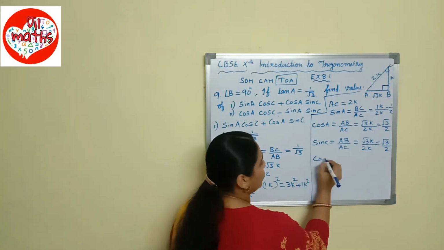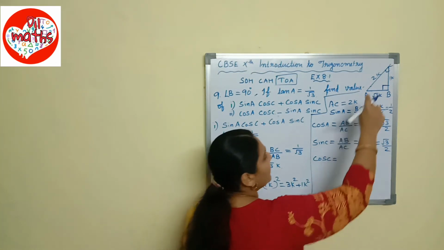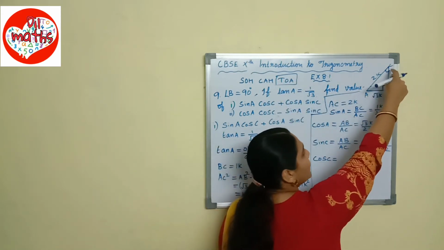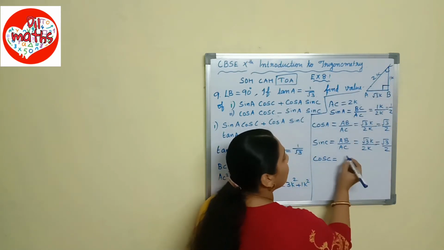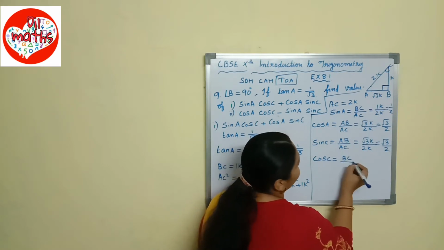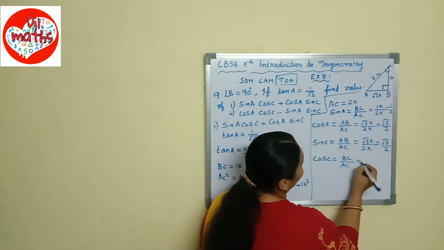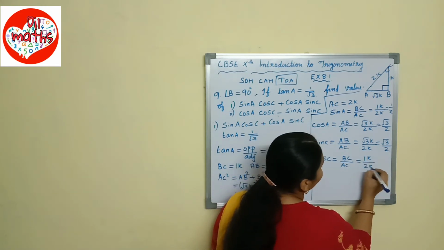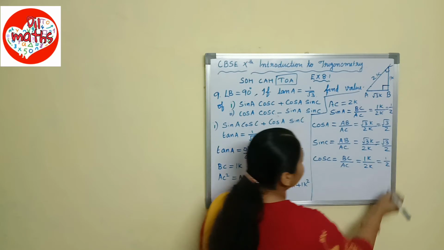So cos C is equal to... what is cos C here? With respect to C, cos C is equal to adjacent side divided by hypotenuse. With respect to C, what is the adjacent side? BC, and what is the hypotenuse? AC. So BC is equal to 1K, divided by AC, which is 2K. So we will get 1 by 2 as cos C.